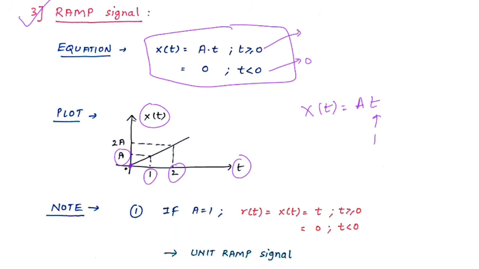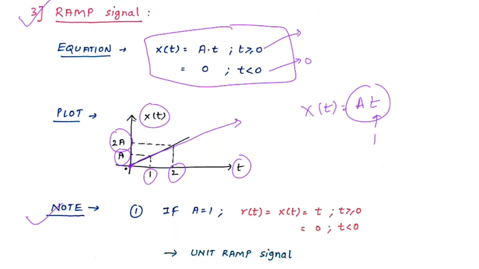When t is 2, my amplitude is 2 into a. So you can see here what the value of x of t would be. Every time you substitute the value of t, you get x of t. So this is the linearly increasing graph, and you will see the properties of this signal in the later videos.